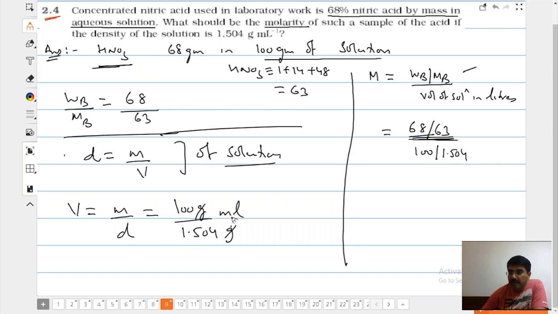Now this is in ml. So how will you make it liters? You have to divide it by 1000, and that 1000 will go here. And what's your answer? Many of you are solving it already. 16.23 will be the answer.